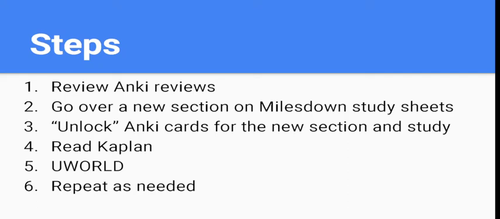Then go over a new section of the Miles Down study sheets. For instance, the immune system, I'll read over that for a little bit. Then I filter the cards for the new section, so I'll filter out the immune system flashcards and study those. I make sure I know those really well. Those will come back an hour after I review them. If I know them, they'll go in for the next day, and then 3 days after that. And then I'll read the Kaplan summary sheet at the end, those summary pages, the UWorld, and then repeat as needed. So far that's my plan.